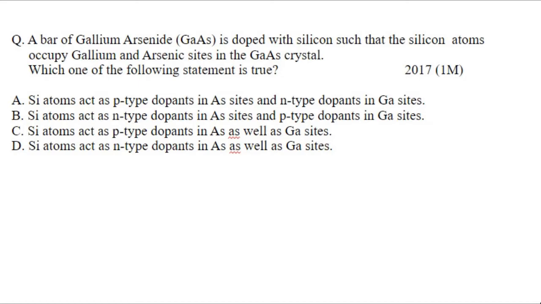Here you can see a bar of gallium arsenide. So what is gallium's valency? Gallium is trivalent, so it has a valency of 3, and arsenic is a pentavalent atom, having a valency of 5. It is doped with silicon. So when these two, trivalent and pentavalent, are combined, what do we get? We get a compound semiconductor.